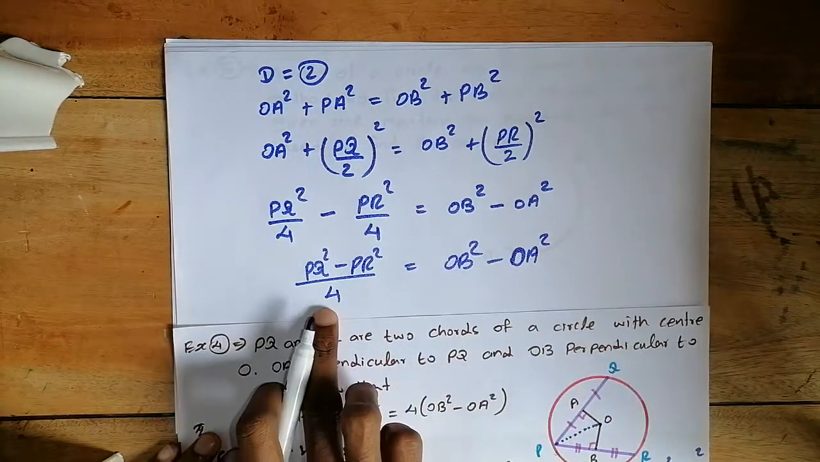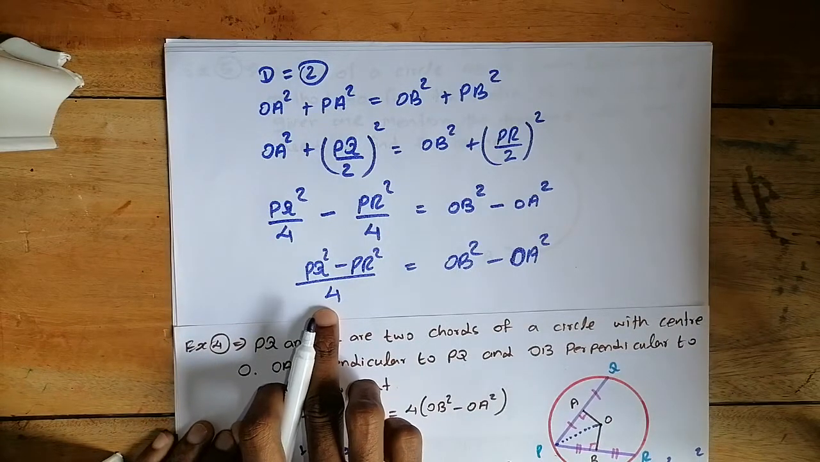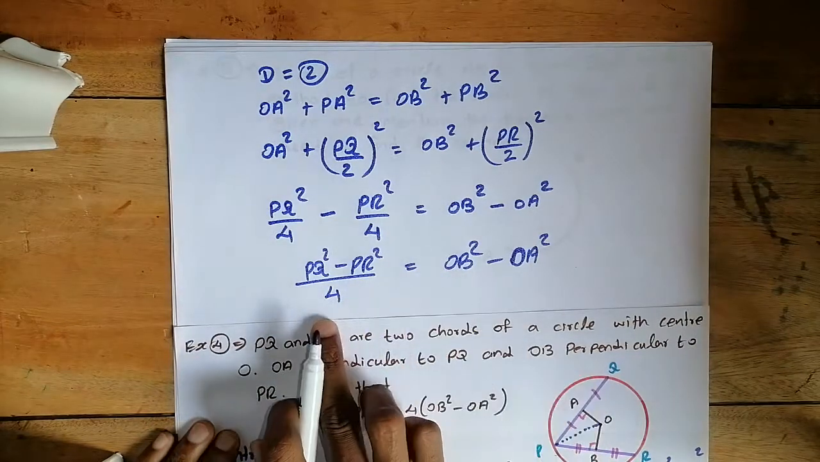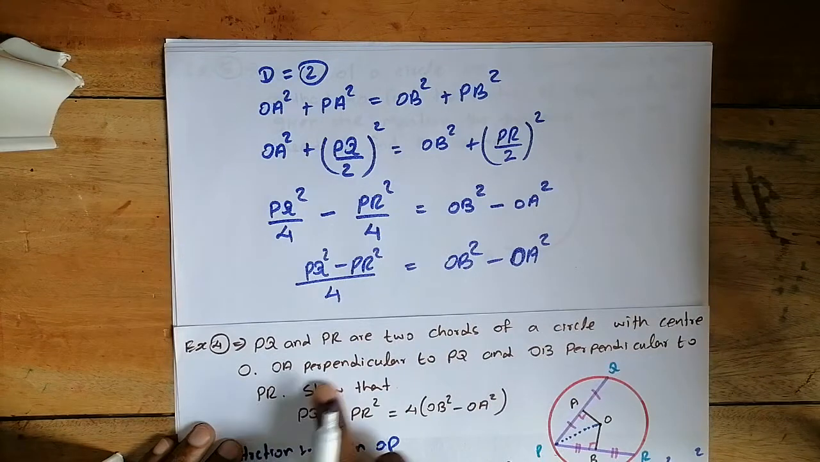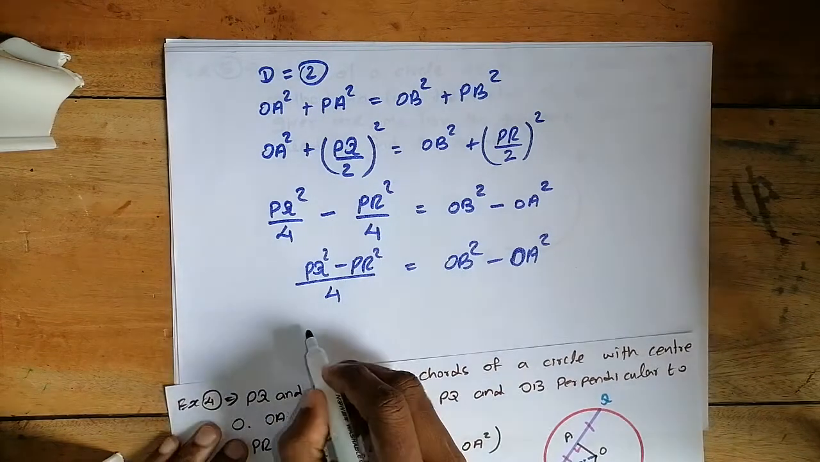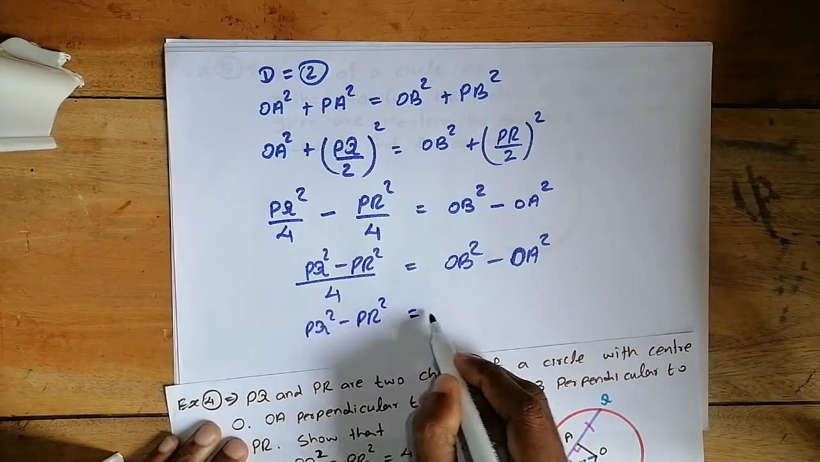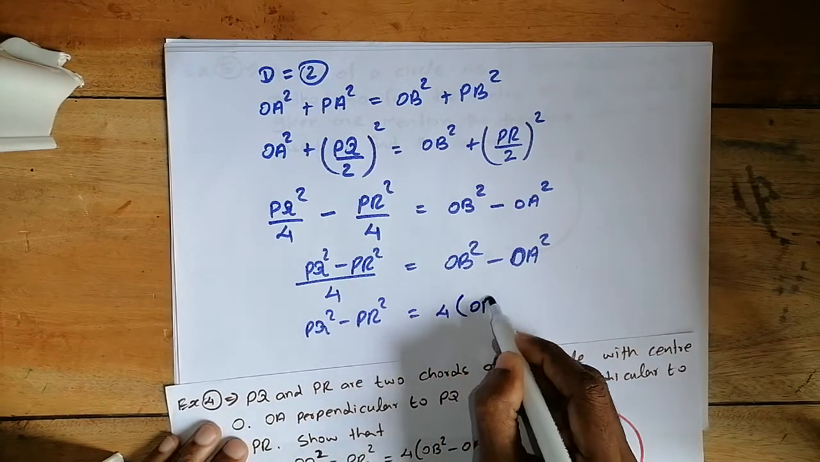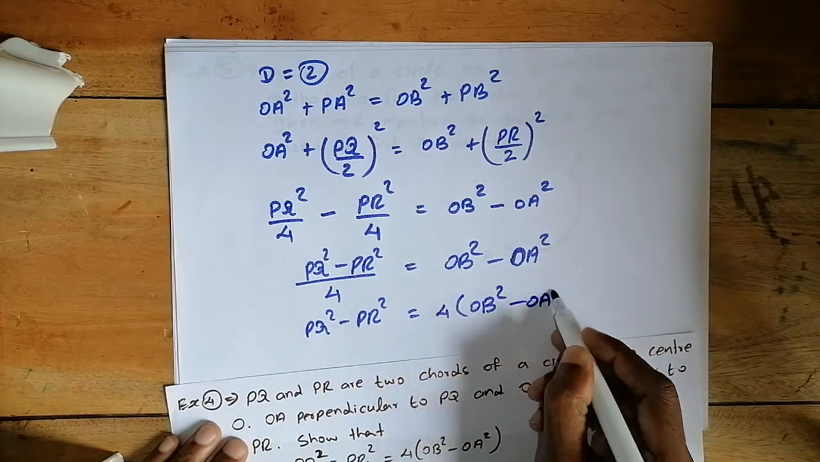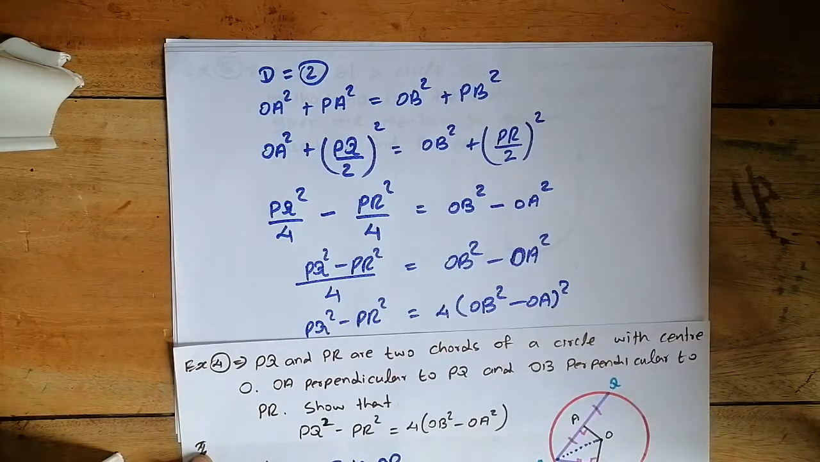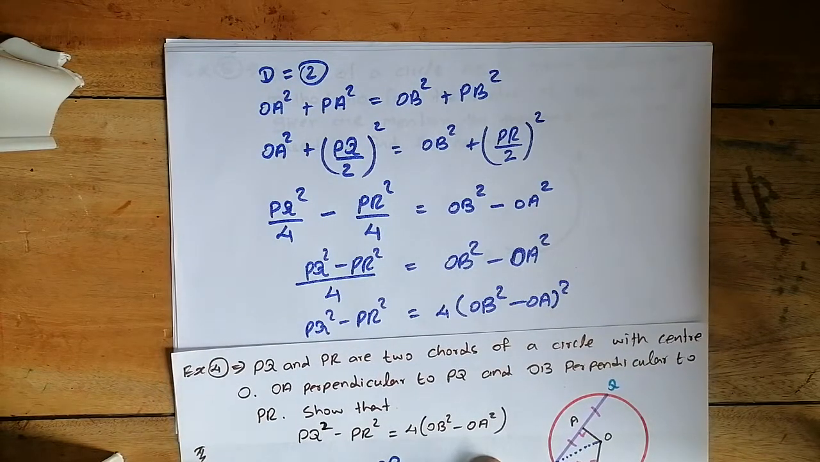So let's send the 4, the divided 4, to the other part. So we'll have the result here. PQ squared minus PR squared is equal to 4 into OB squared minus OA squared. So that is what we need to prove.